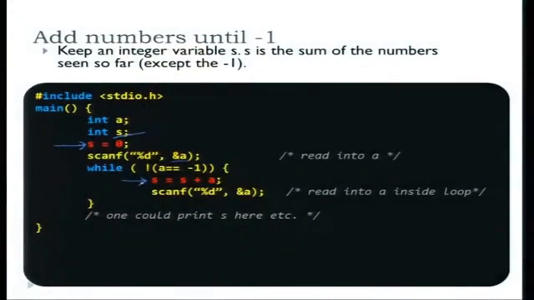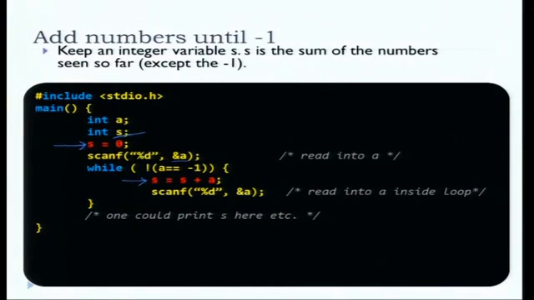Then if the first number is not -1, you add the first number to s. So s will now be the first number. Now read the second number. If the second number is not -1, you will enter the loop again. So you will add the second number to s. So s is now first number plus second number. And this keeps on going until you hit a -1 in the input. So let's continue with this.